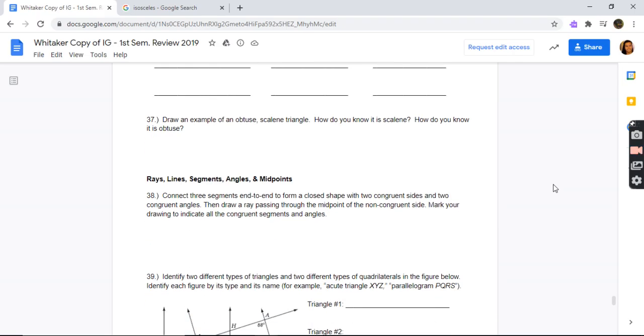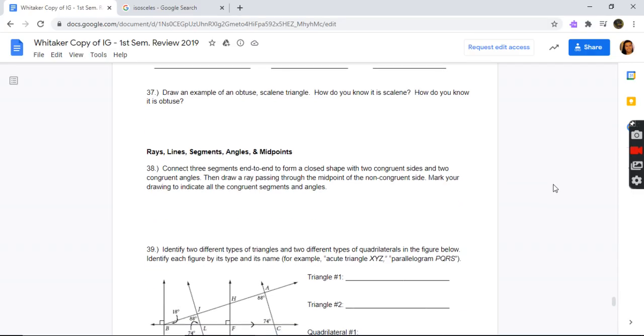Draw an example of an obtuse scalene triangle. How do you know it is scalene? How do you know it's obtuse?